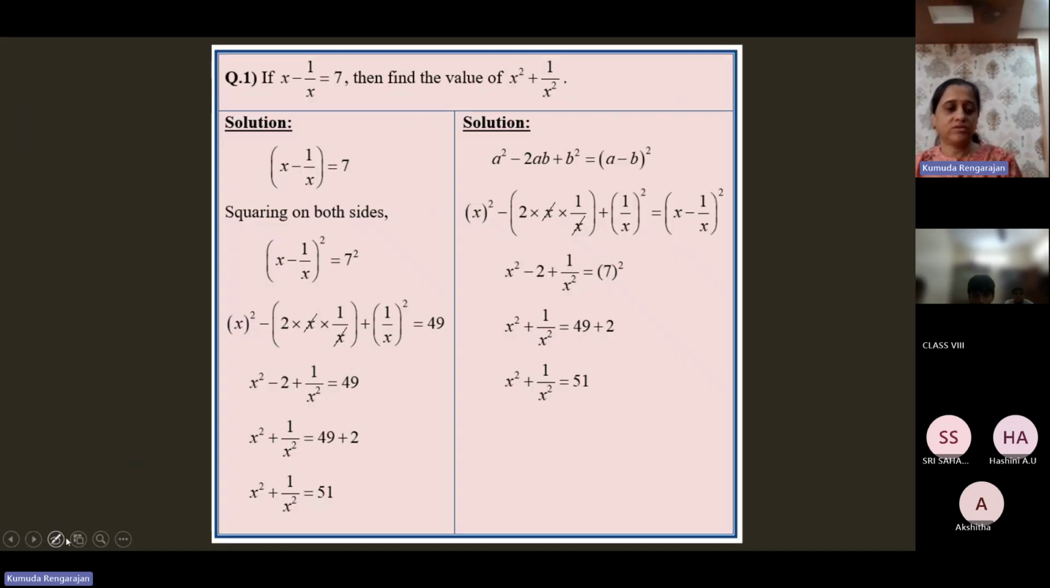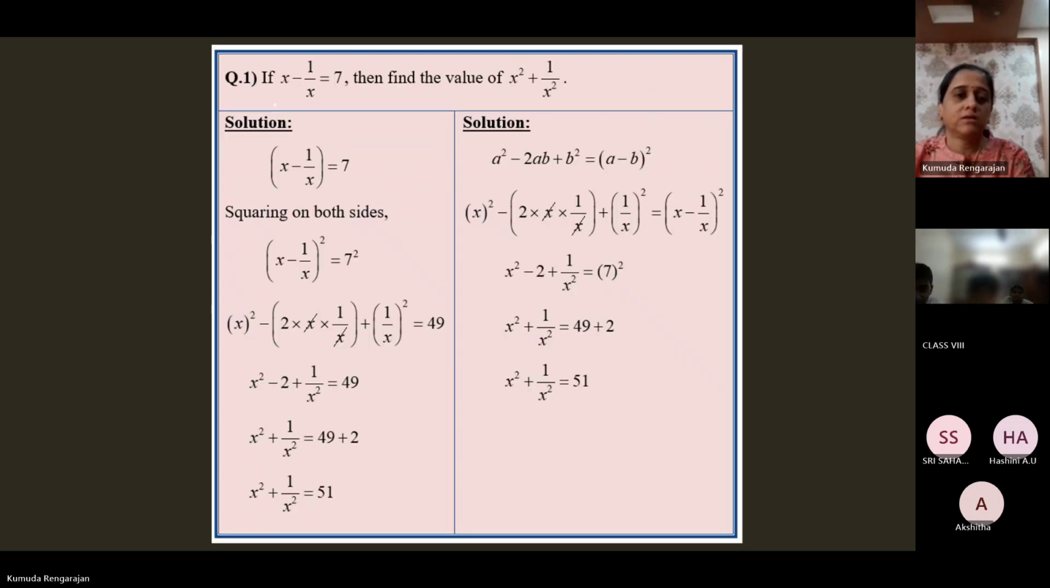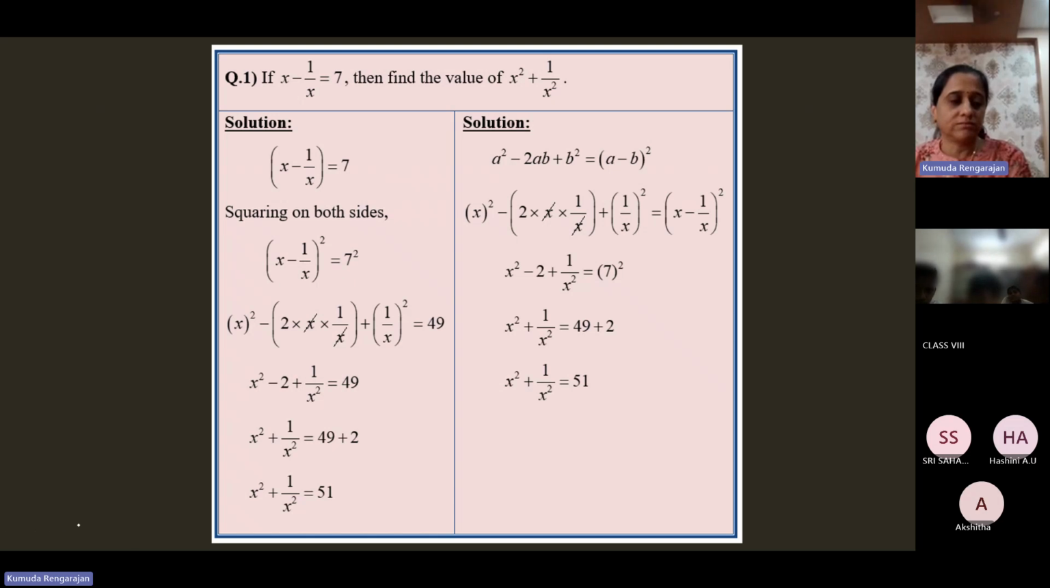Very important question, this one. So these are the questions in the second image, which I shared on WhatsApp. This also has 10 questions. The first one: if x minus 1 by x is equal to 7, find the value of x squared plus 1 by x squared.